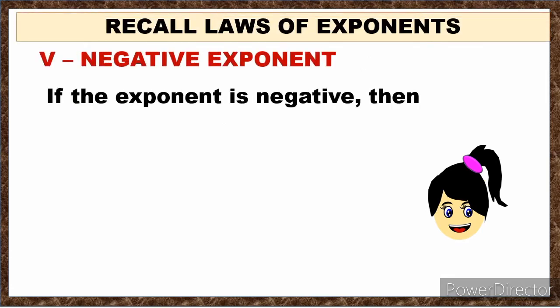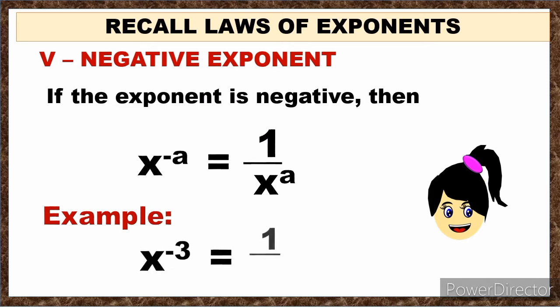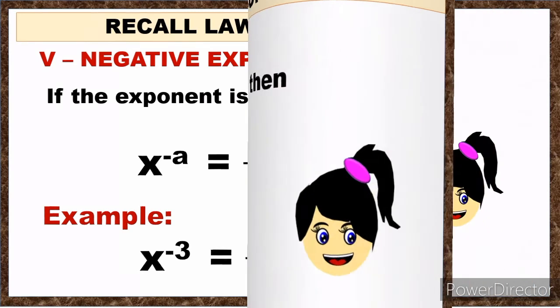Okay, next, let's have another law, which is the negative exponent. If the exponent is negative, then x raised to negative a becomes 1 over x raised to a. Again, pag negative ang exponent, magkakaroon tayo ng fraction at magiging positive yung exponent. So we have an example, x raised to negative 3, then it becomes 1 over x cubed.